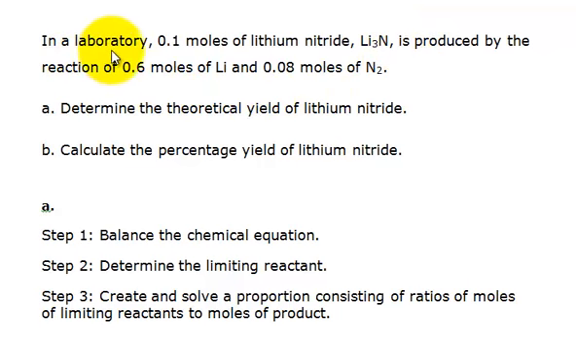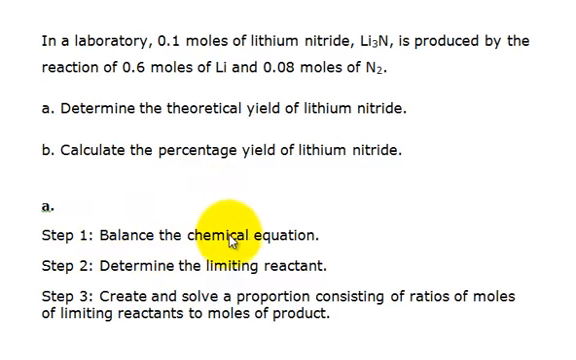In a laboratory, 0.1 moles of lithium nitride is produced by the reaction of 0.6 moles of lithium and 0.08 moles of nitrogen. Determine the theoretical yield of lithium nitride. In order to solve this question, we must use 3 steps.